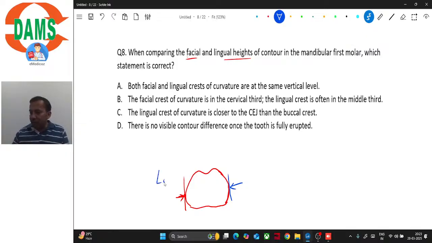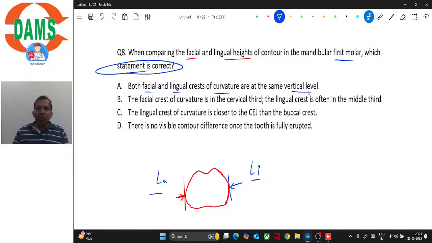So maybe this is the labial surface, this is the lingual surface. What they are talking about is when comparing the facial and lingual height of contour in the mandibular first molar, which statement is correct? Option A: both facial and lingual crests of curvature are at the same vertical level. They are not at the same vertical levels. One is a bit higher and the other one is a bit more cervical. So option A is incorrect.